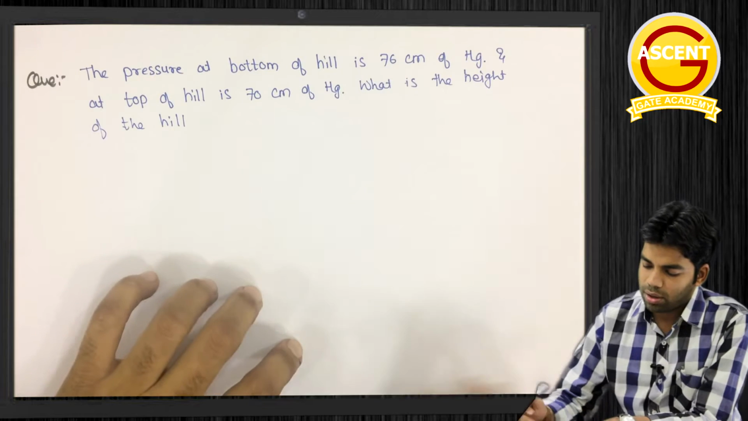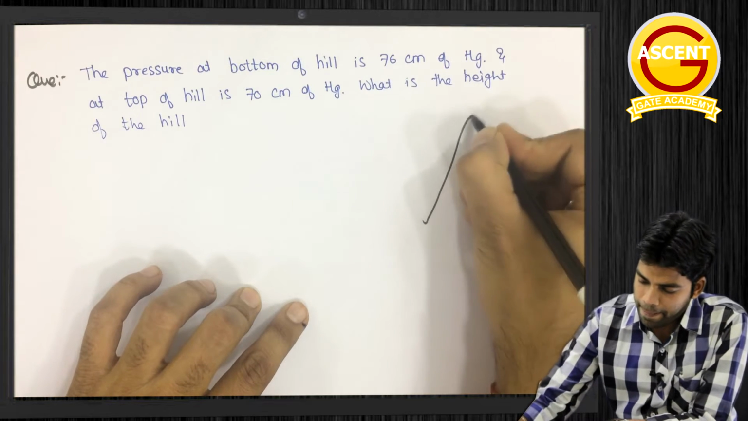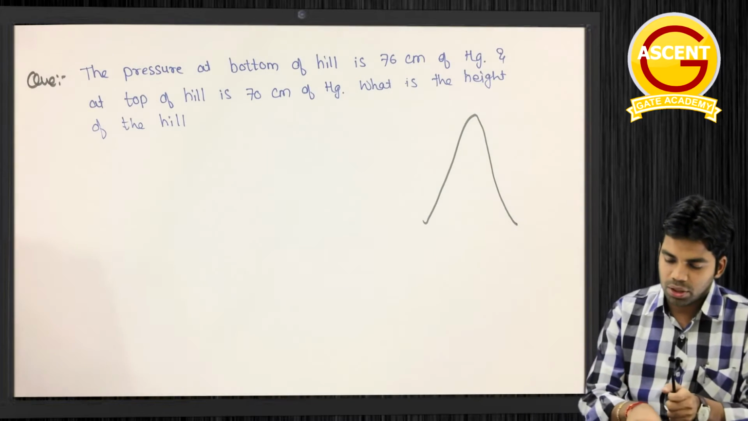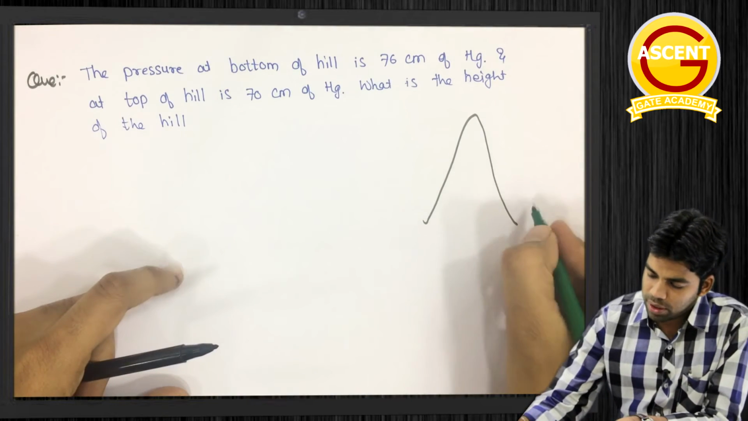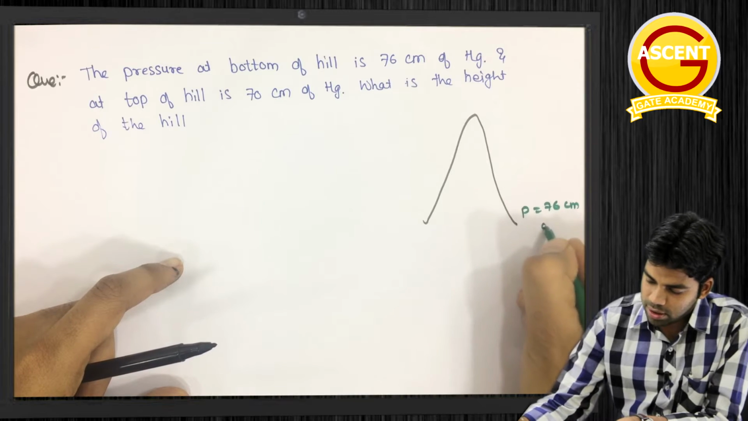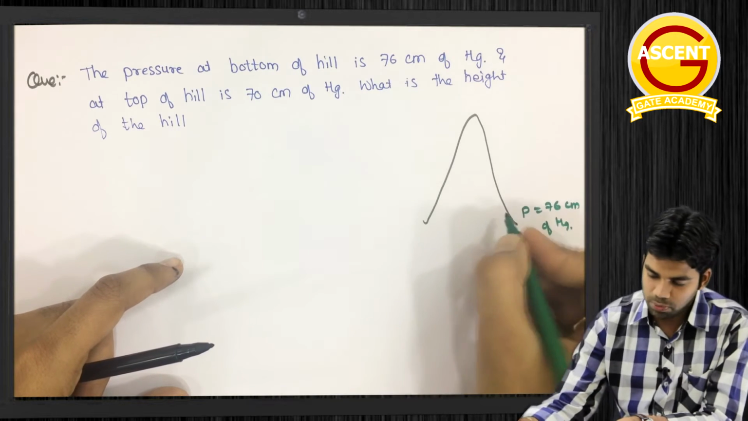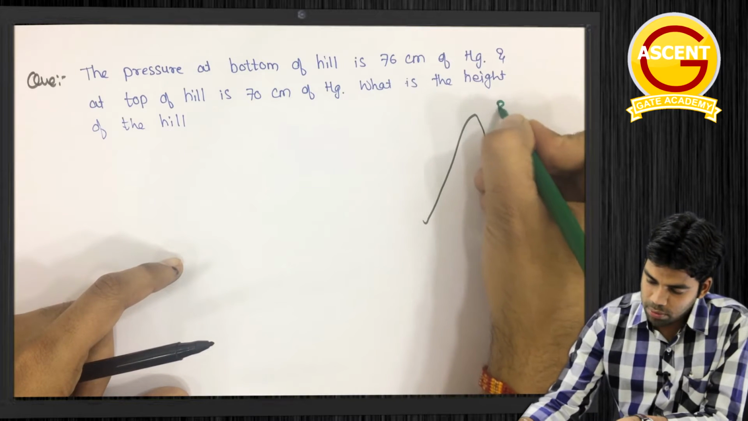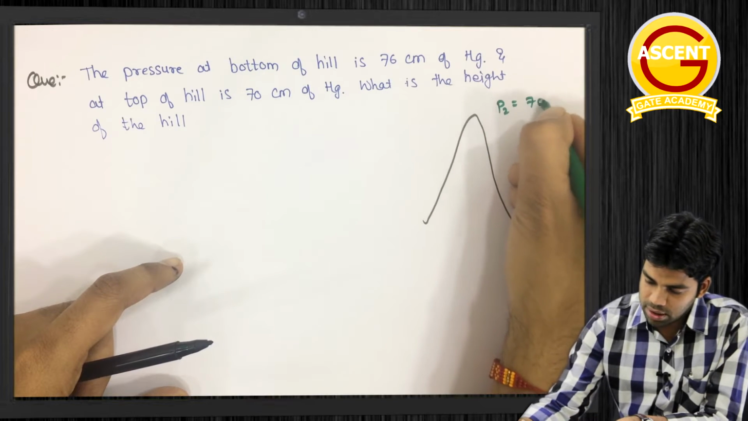Okay, now suppose this is our hill. We have the pressure at the bottom of the hill. The pressure is given as 76 centimeter of Hg. Suppose this point is point 1, and at the top of the hill, at point 2, the pressure is given as 70 centimeter of Hg.